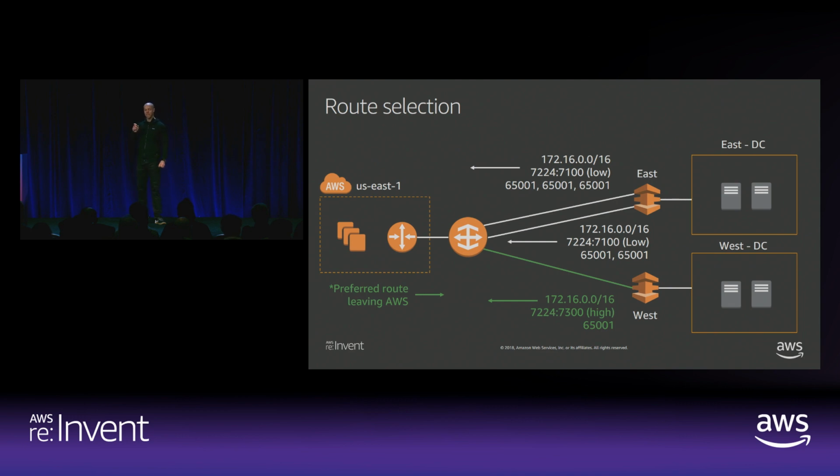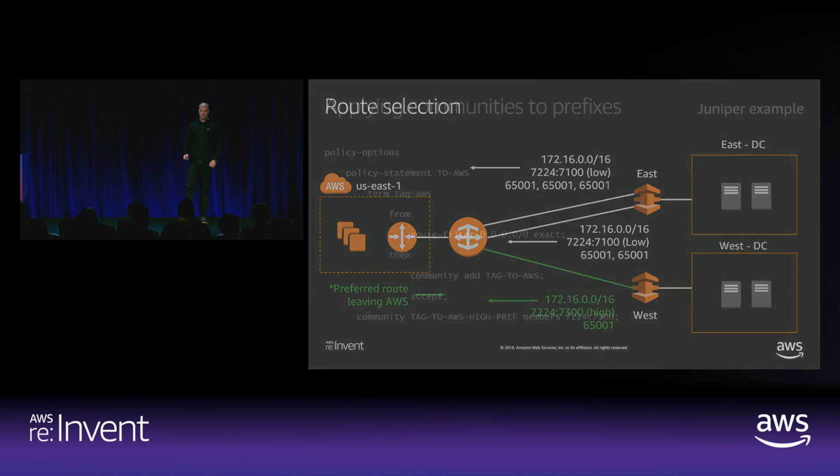Now, if we go ahead and implement the 7224/7300 community, which is the highest preference on the west path, and implement the low preference community, 7100, on the east path, I'm able to engineer the traffic to prefer the west path without adding more specific routes.